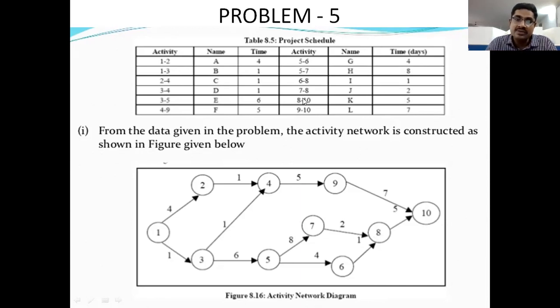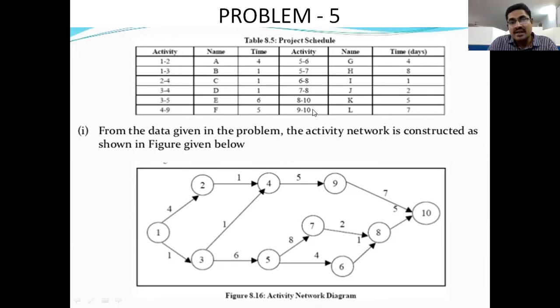Next, we need to draw 8 to 10 activity. Here we have node 8. Just put a circle and mention 10 in the circle. So this is node 10, and then we connect node 8 and node 10 by using an arrow. So 8 to 10 has 5 hours of time.